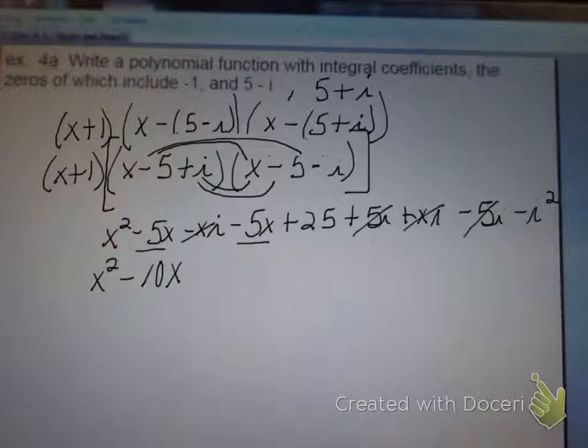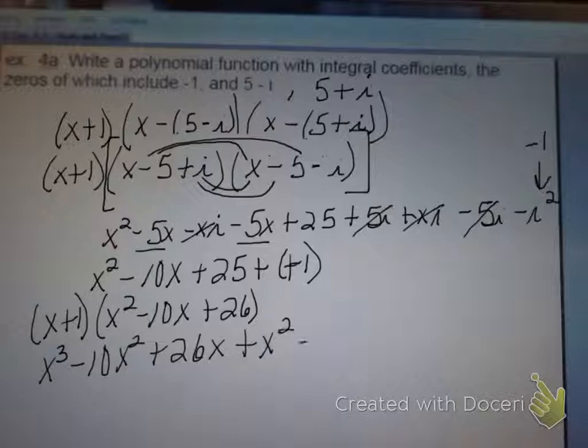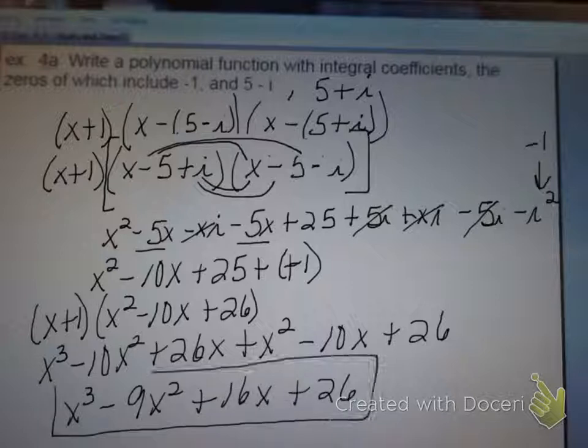And notice that the xi's canceled out and the 5i's canceled out. And don't forget that i squared is -1. This is a polynomial function. You could check this by plugging it in the calculator. The only zero you will see on the calculator is -1.